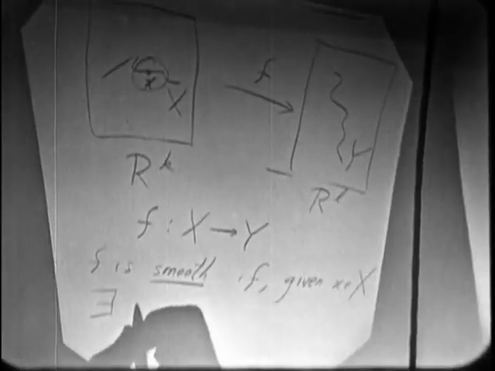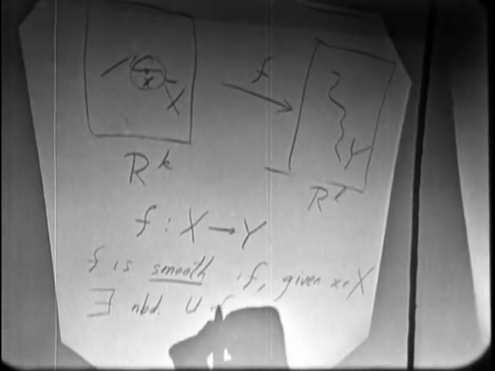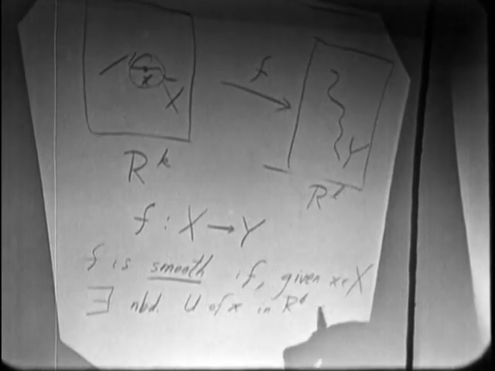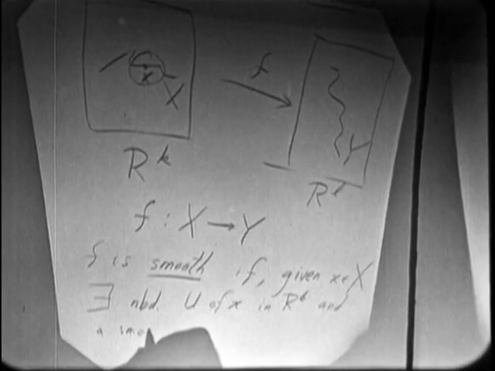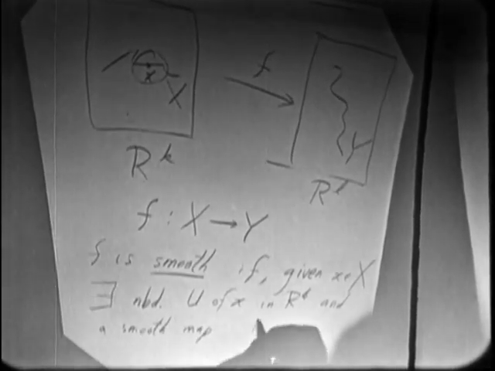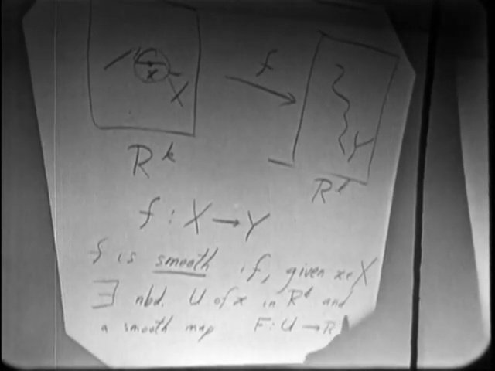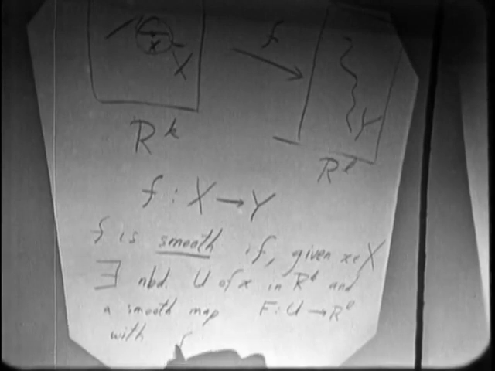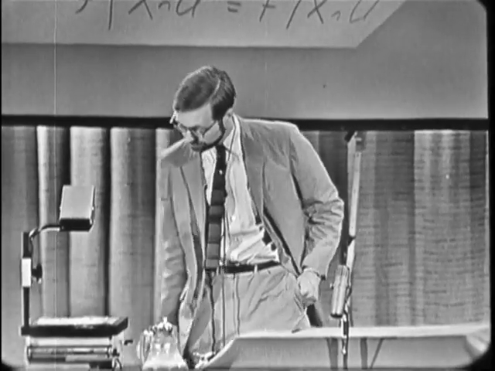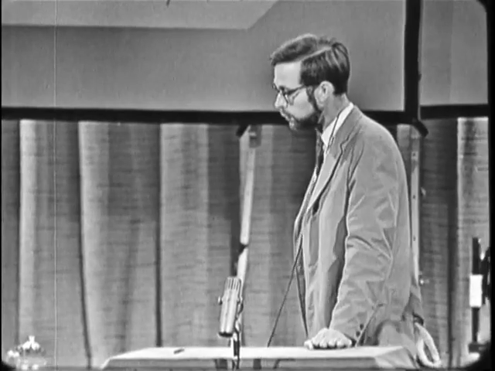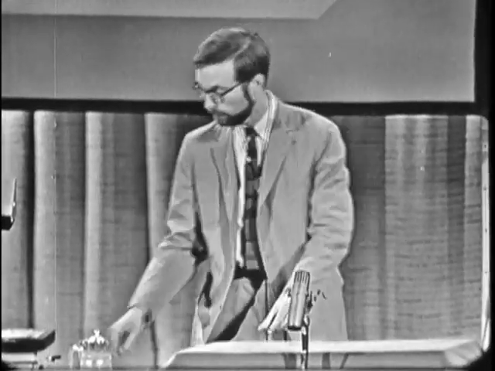So say there exists a neighborhood U of x in R^K and a smooth map capital F from U to R^L, which coincides with little f whenever both are defined, namely on this common set of definition. I'll write it this way, with f restricted to the common range of definition, namely X intersect U, equal to capital F restricted to the common domain of definition. The end of the definition. So this defines a concept of smoothness of a mapping between subsets of Euclidean space.